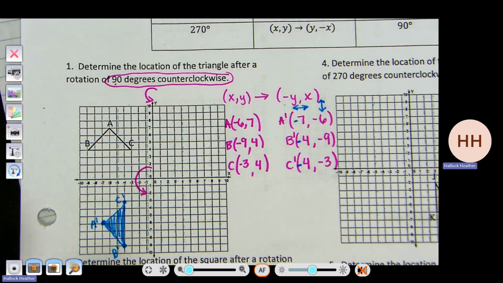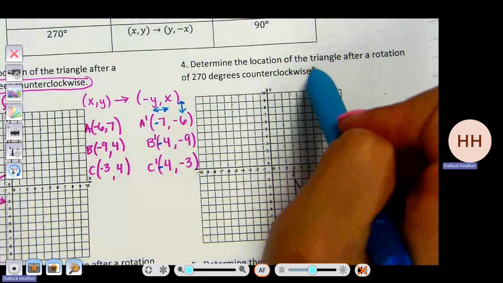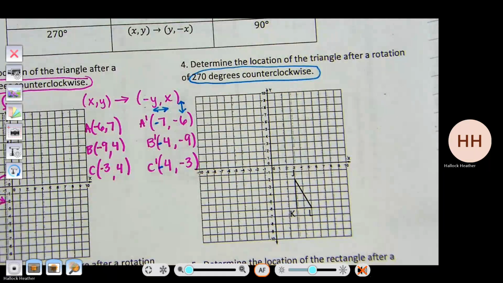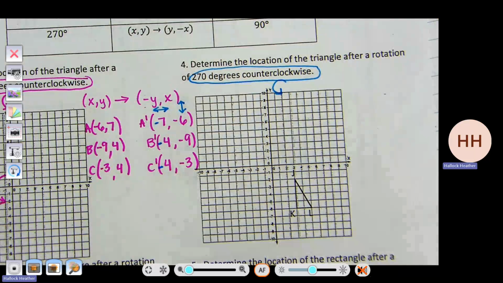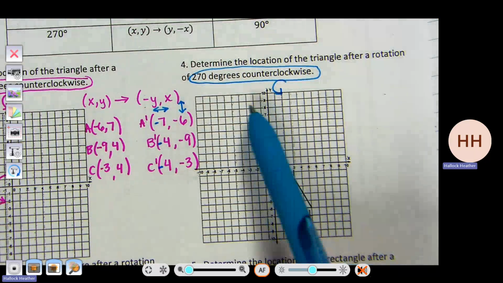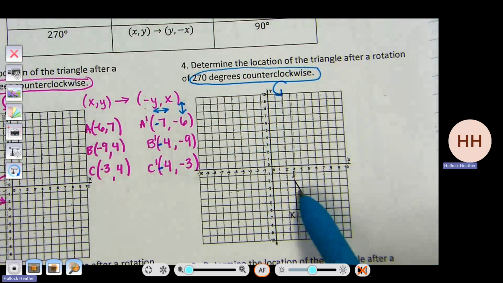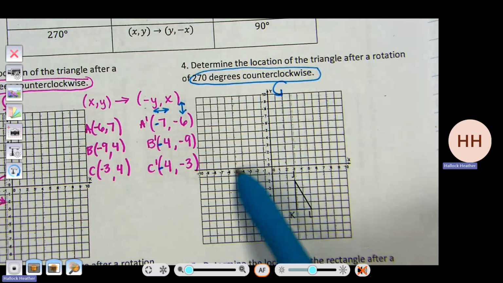Okay, let's try number 4. This one, we're going to go 270 degrees counterclockwise. So if I'm going 270 degrees counterclockwise, how many quadrants technically is that moving? 3, because it's 90 plus 90 plus 90. So I'm technically still going to the left counterclockwise. I'm spinning counterclockwise, but I'm moving 3 quadrants. So I'm going to start here. 1, 2, 3. So I should end up somewhere down here.